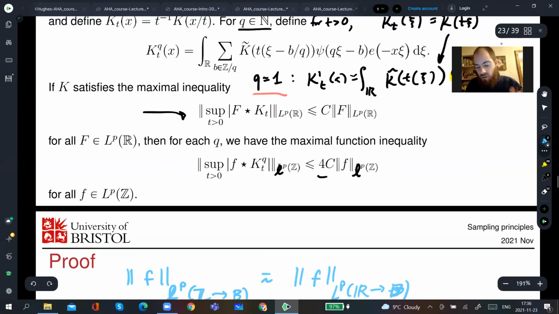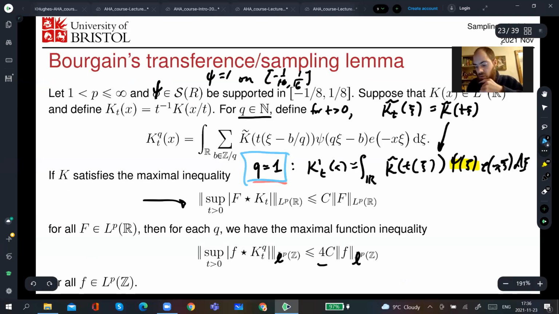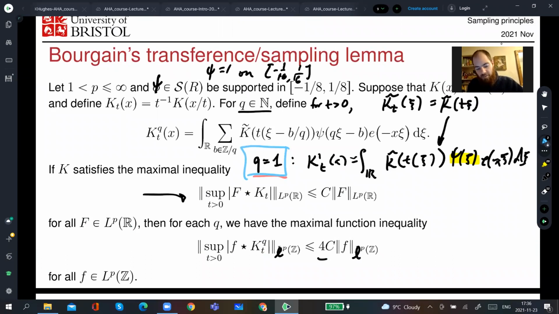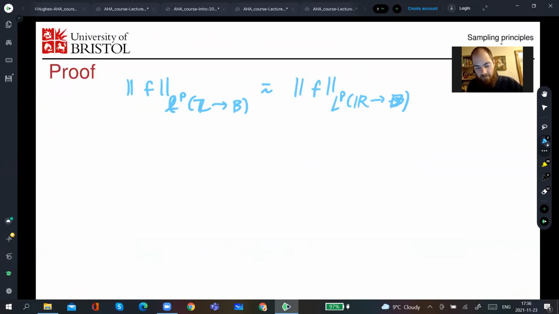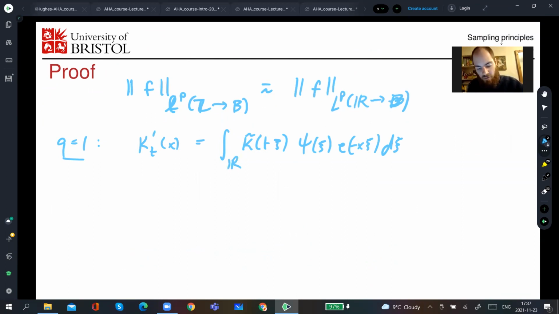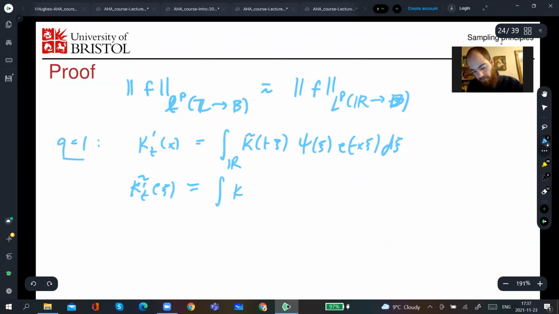So that is actually how you could get Q equals 1. Why do you get Q equals 1? It's because I can move the psi onto the f, right? So I have my average or my kernel, just to recall, is this Fourier transform of K times psi of xi, e of x minus x xi, d xi, over R. So as a Fourier transform, this is just K_t of xi, psi of xi.